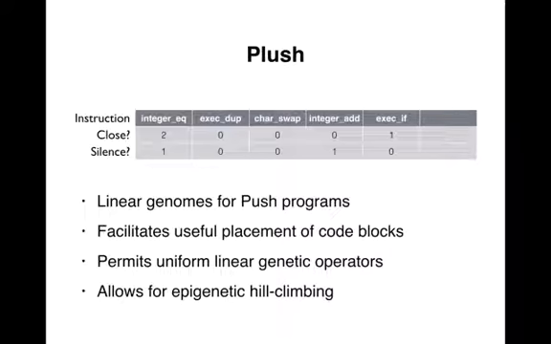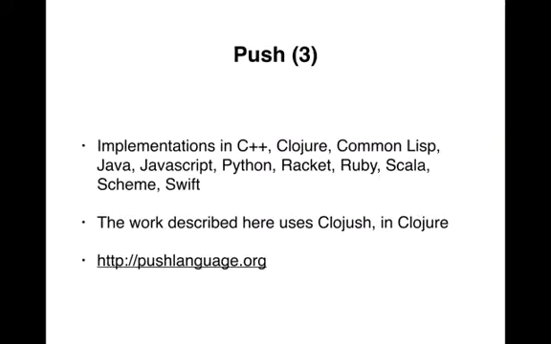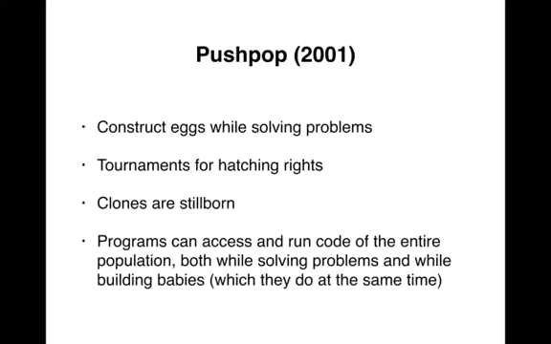What this does is it facilitates the useful placement of code blocks, and allows for other techniques like epigenetic hill climbing, which Bill La Cava has worked on. But mostly for the sake of autoconstructive evolution, it makes it particularly easy for a program to manipulate programs, genomes for children, as linear structures, so that we think that facilitates this autoconstructive evolution process. All right, so to conclude about PUSH, it's out there, it's available, there are implementations in many source languages. The work described in this presentation all uses Clojush, which is a PUSH implementation in Clojure.